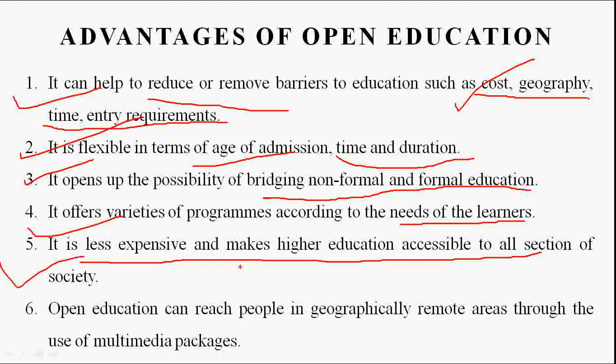Okay, seat capacity. There is a limitation that only 50 students can take admission, or 60 students can take admission. But when it comes to open education, any student, as many students as want, can take admission. Any portion of the society can take admission here, because this is less expensive and also it is accessible by everyone. It is available for everyone.